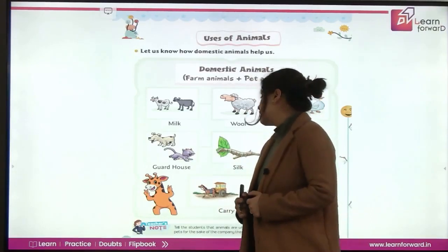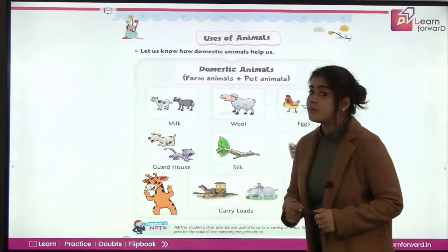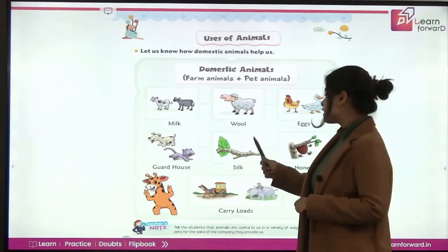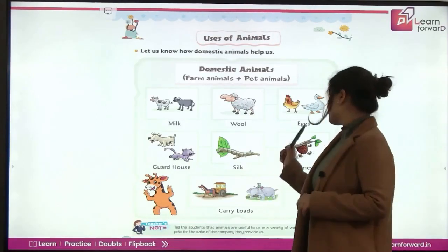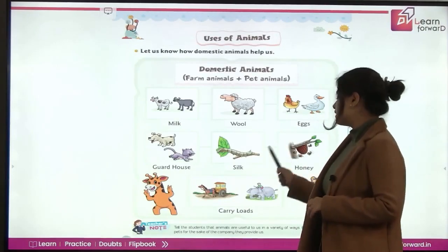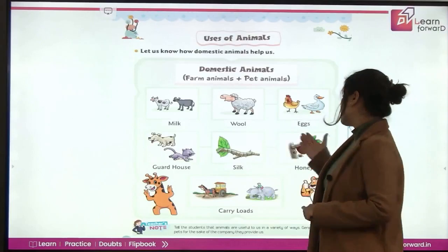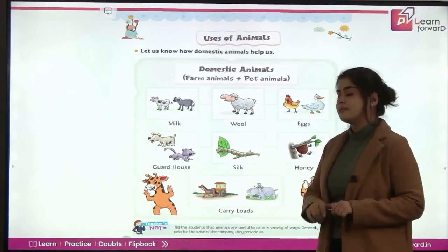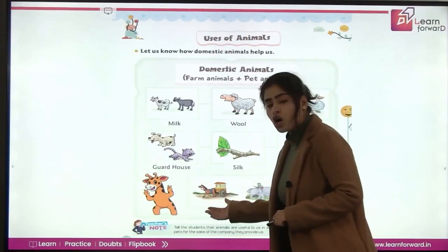Okay. Next is silk. You know, silk is a fabric. It's a cloth. Okay. And ये कहाँ से आता है? Silkworm से. Okay. Silk comes from silkworm. Next is honey. Yes, we also eat honey. Honey comes from honeybees. Okay. Honeybees make honey.